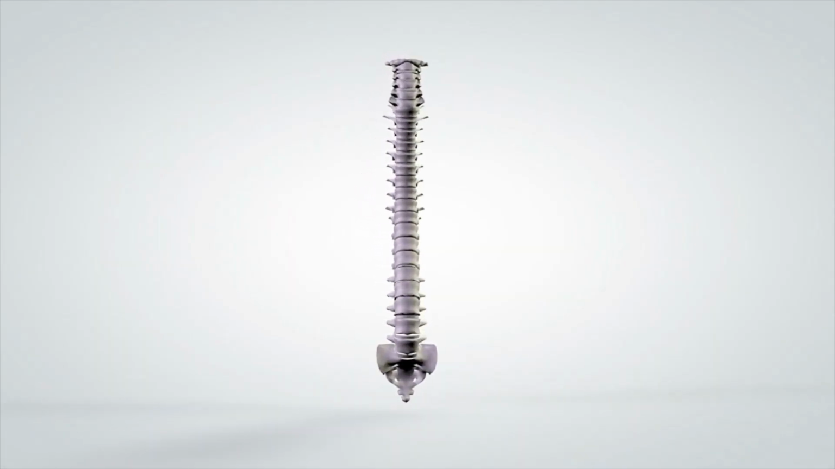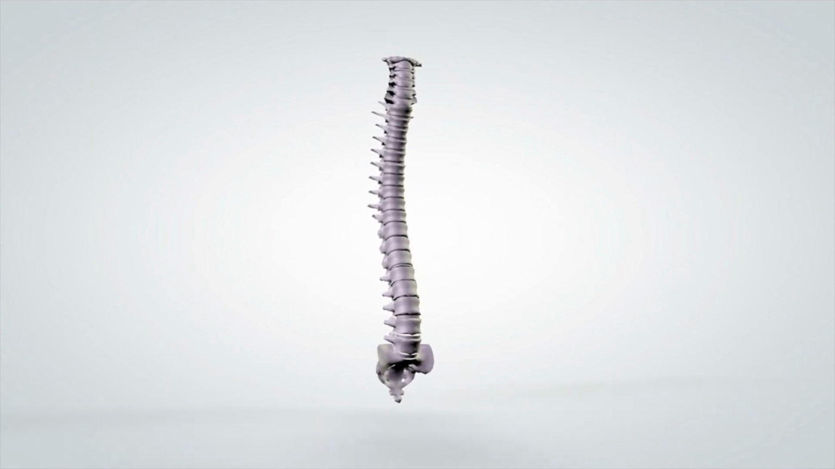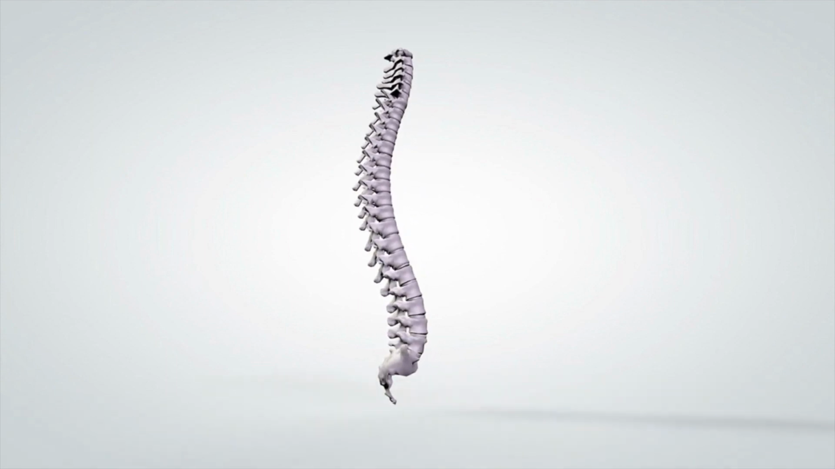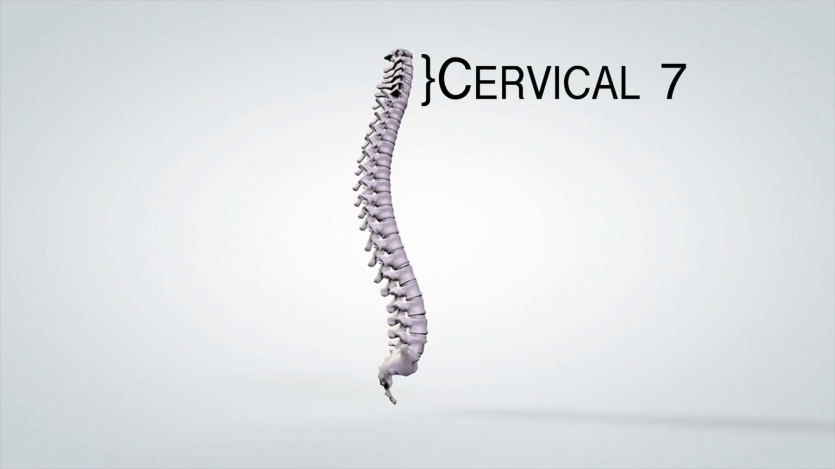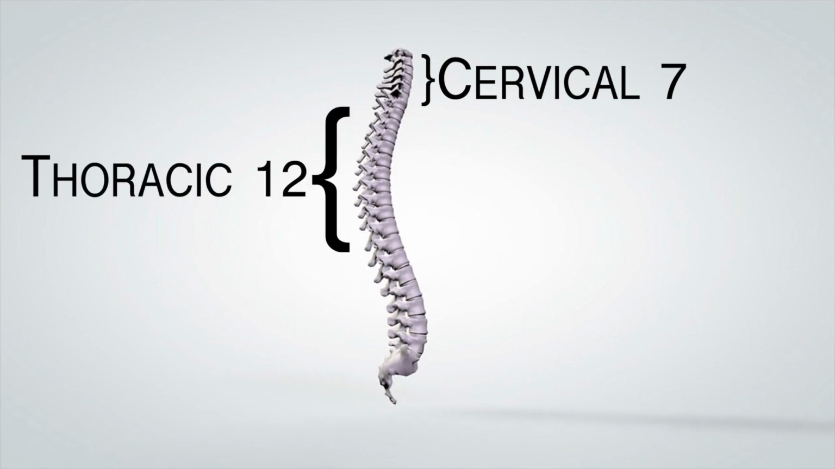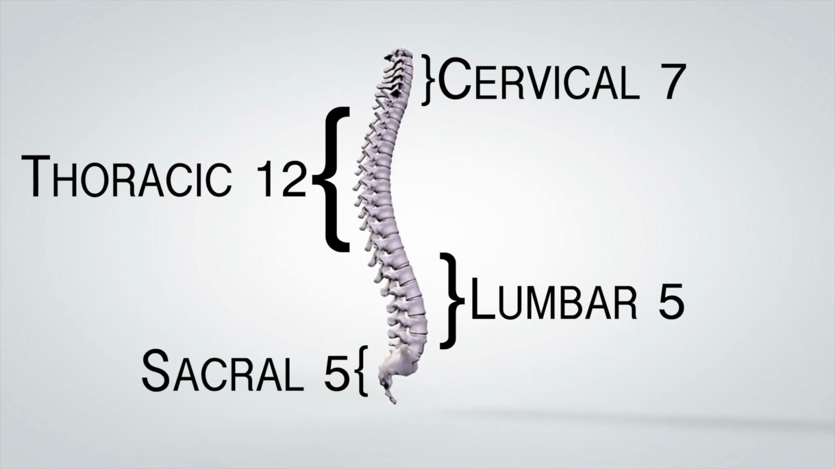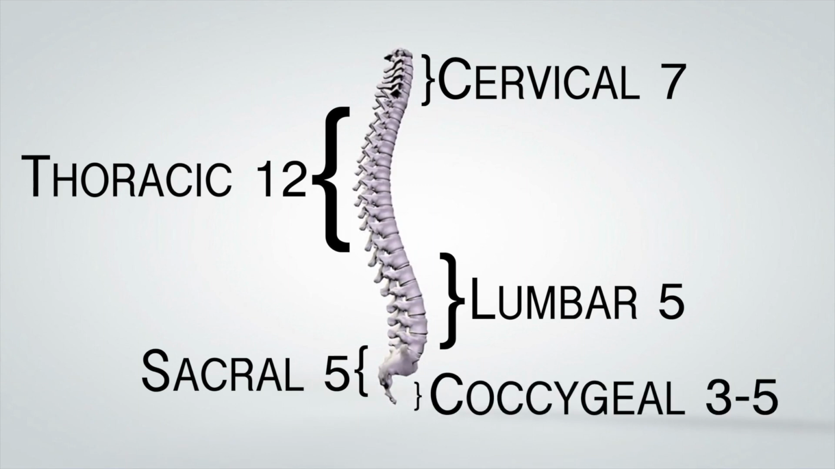Now let's move on to the vertebral column. The vertebral column is made up of individual vertebrae and intervertebral discs. The bones of the vertebrae consist of 7 cervical vertebrae, 12 thoracic vertebrae, 5 lumbar vertebrae, 5 sacral vertebrae, as well as 3 to 5 coccygeal vertebrae.